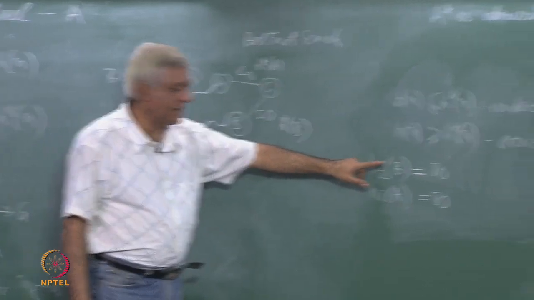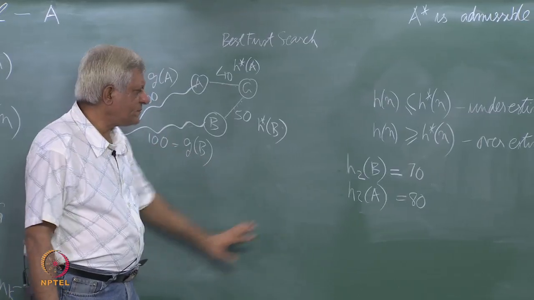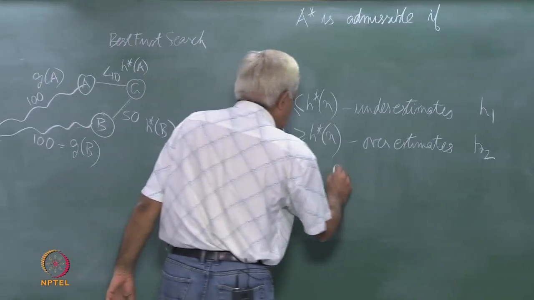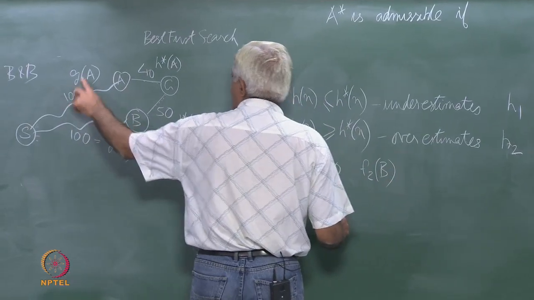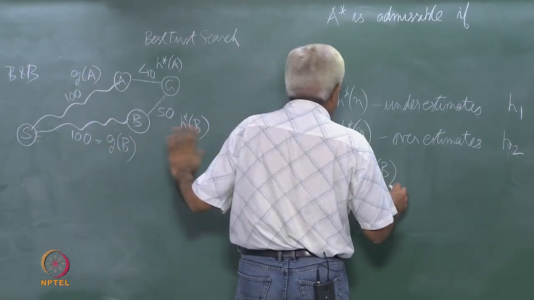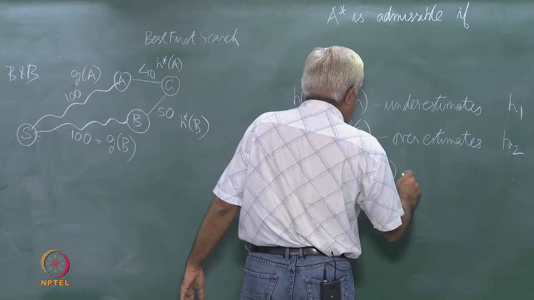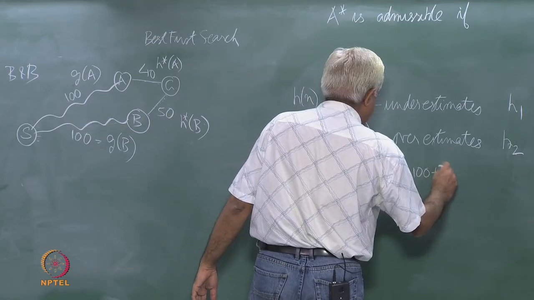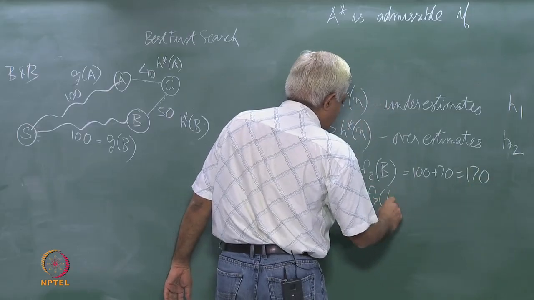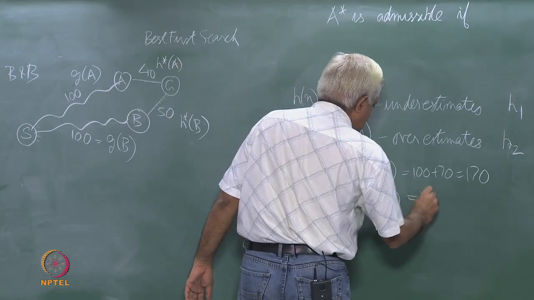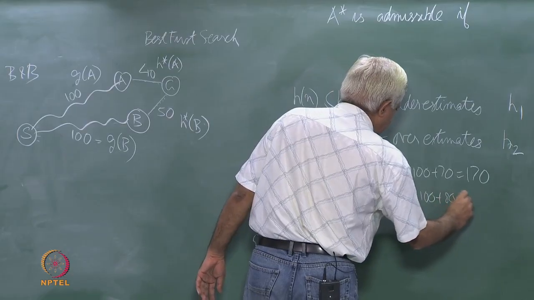H2 of B is 70, which is less than 80. So, F2 of B will be g of B, which is the same as g of A, equal to 100 plus 70, equal to 170, and F2 of A is equal to 100 plus 80, equal to 180.